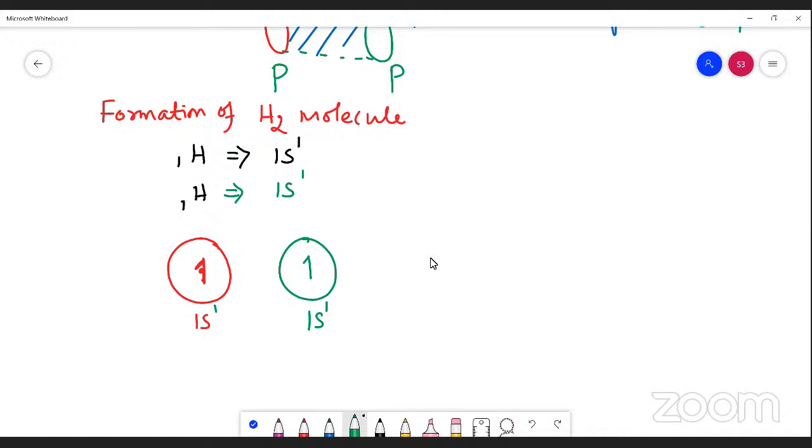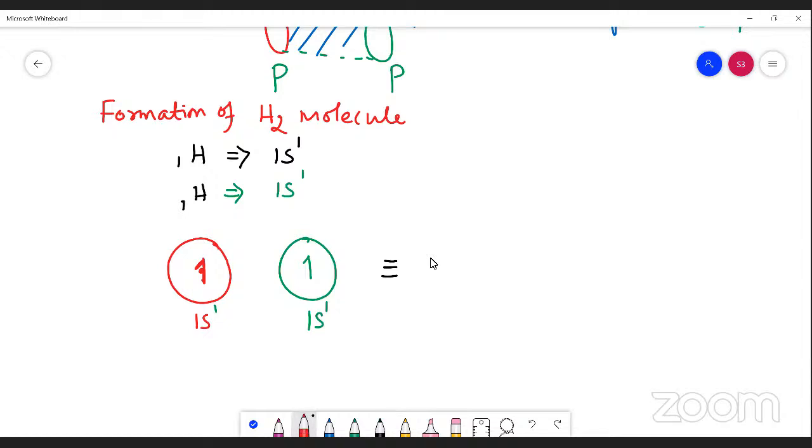Whenever these two atomic orbitals overlap, there is a chance of getting a molecule. But how has that molecule formed? In between the two atoms, there is the formation of one bond. The bond can be a covalent bond, and it can be of two types: one can be a sigma bond or it can be a pi bond. But here there is s-s overlapping. So what is the bond formation? Definitely it is a sigma bond formation, and that results in the formation of a molecule.